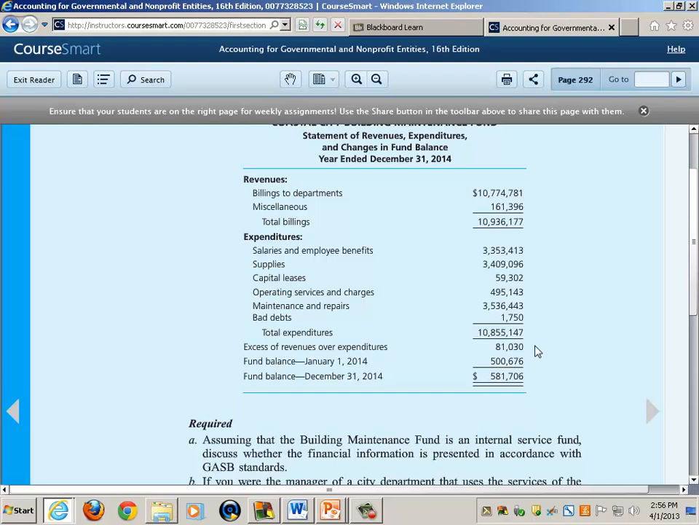Number 31, at the inception of a capital lease, you both incur a liability and an expenditure is recorded, which is C. I mean D, I'm sorry, D, because it's both B and C. 32, property taxes and special assessments are examples of imposed non-exchange transactions.